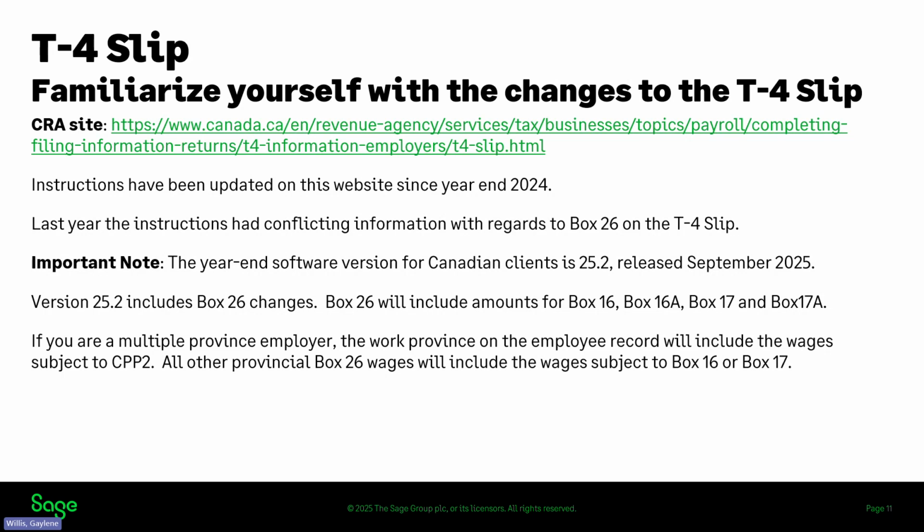Now, if you are a multiple province employer, the work province on the employer record will include the wages subject to CPP2. All other provincial box 26 wages will include the wages subject to 16 or 17. So if you are not a multi-province employer, no worries. You don't have to think about the amounts shown in box 26. They will be accurate. But if you're multi-province, keep in mind that only the work province will show the CPP2 in box 26. And this is as designed.